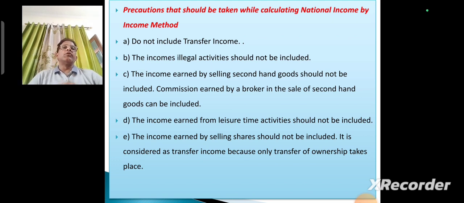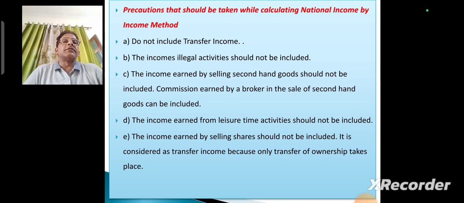Number 2 is, if somebody is getting income through illegal activities like kidnapping, ransom amount or gambling, those incomes are not to be taken up. However, income through smuggling has to be considered according to the decision of the United Nations in 2007.